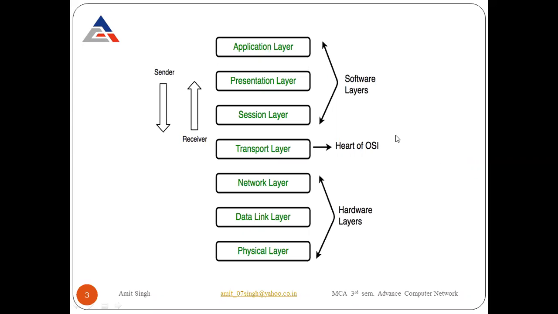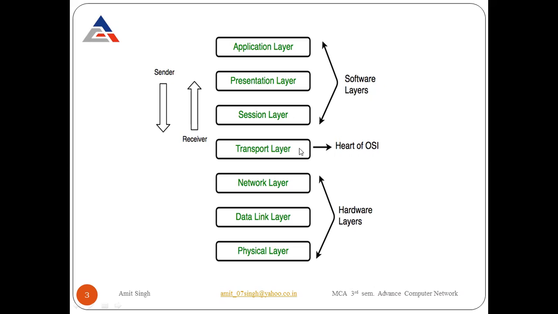Okay, so this is the diagram of the OSI model. We have seven different layers. Starting from the bottom, the first one is the physical layer. Look here on your screens. After that, the data link layer. Then the network layer. These three layers are also known as the hardware layers.